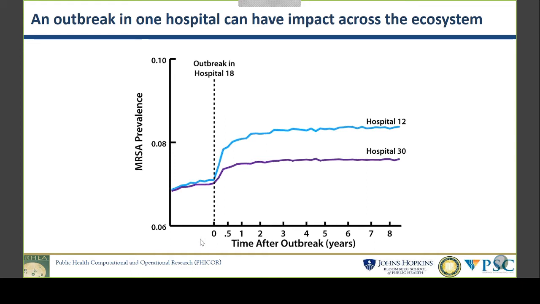So we used our RHEA model of the Orange County healthcare system to show that if we started an outbreak, say, in Hospital 18, and I can't tell you which hospital that is because of the data restrictions, but there are lots of hospitals in the system, you will actually see that there will be a rise in the prevalence, which is the number of cases on a given day at the facility, over years in other hospital systems. And so this is not a me-only kind of approach.